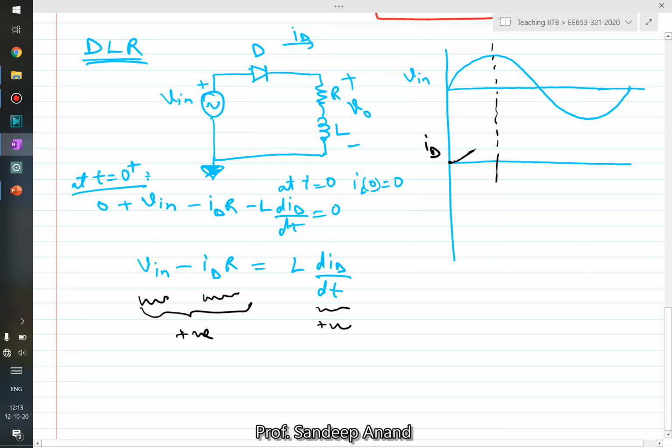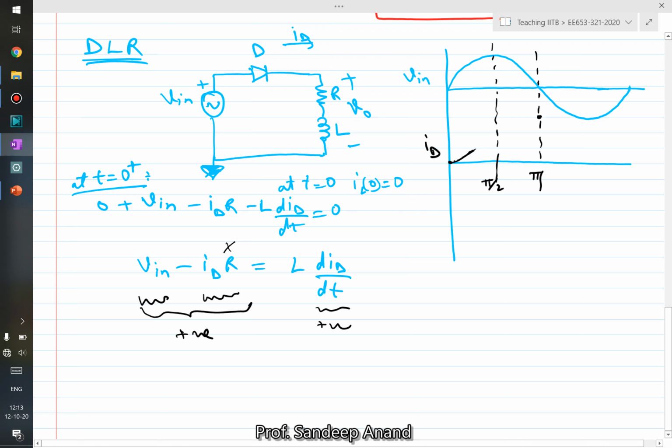Now let's mark a few key points, right, at pi by 2 and at pi, and let's see what happens at these key points. Now your current is increasing, right? If you would have had a pure inductor, right, no resistance term, in that case your derivative would be positive till V in is positive. So V in is positive till pi. So as in the previous case, your current would have continued to rise till pi.